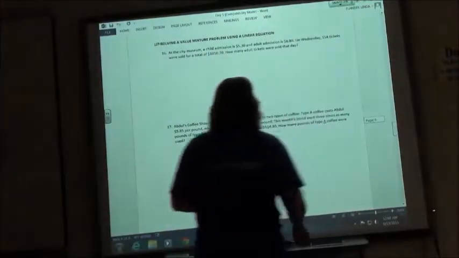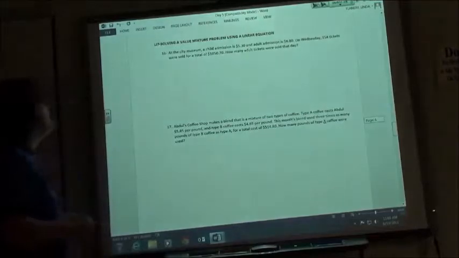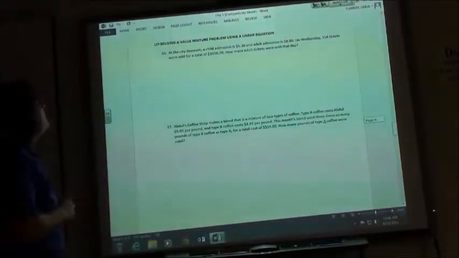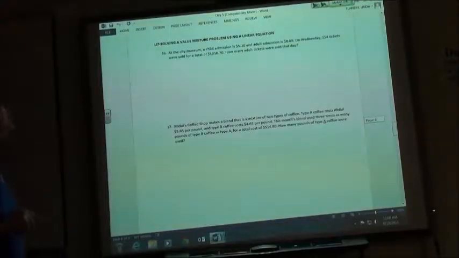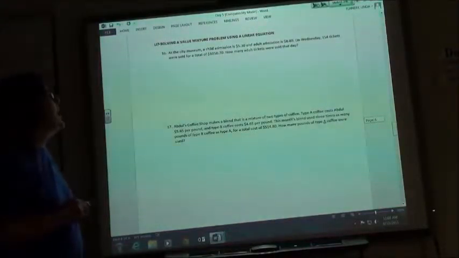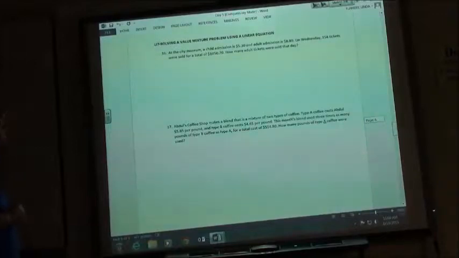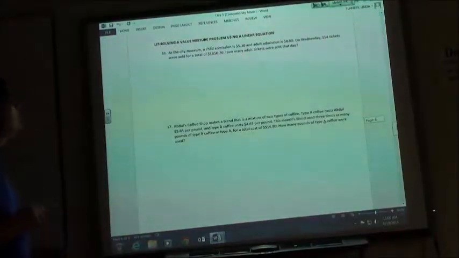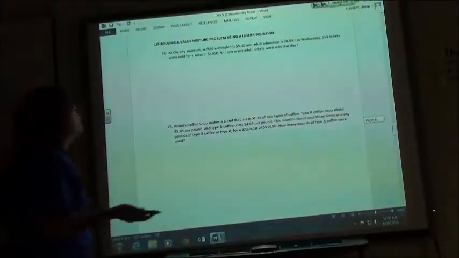16, 17, and 18, solving value mixture problems using linear equations. These are ones usually where you have a cost times the amount, and you're going to set up a system of equations because you have two unknowns. It says at the City Museum, a child's admission is $5.30 and an adult admission is $8.80. On Wednesday, 154 tickets were sold for a total of $1,050.70. How many adult tickets were sold?